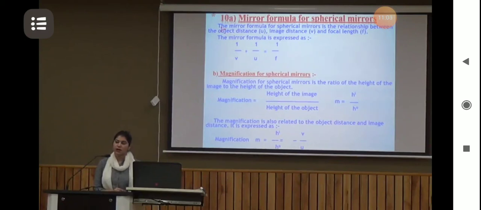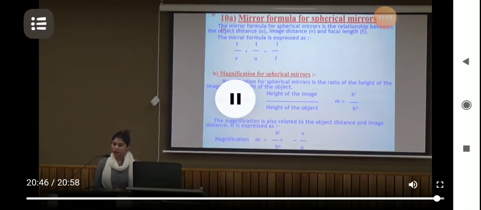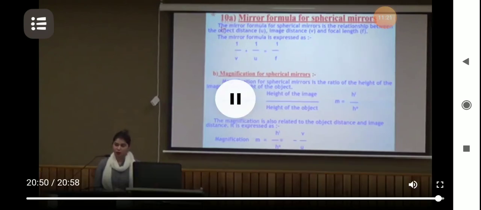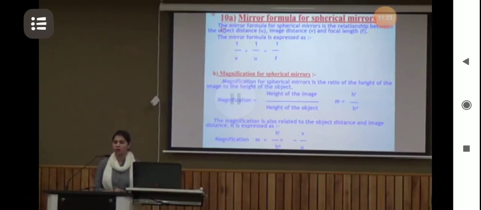One is in terms of height, and then we can also represent it in terms of distances, which is minus v by u. So the first formula is height of the image divided by the height of the object, and the second formula is negative of the image distance divided by the object distance. So these are the two formulas which are related to magnification.